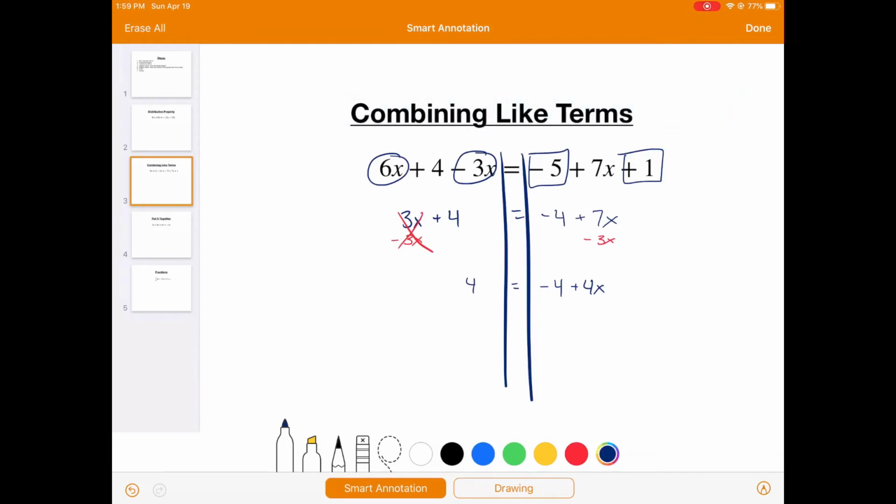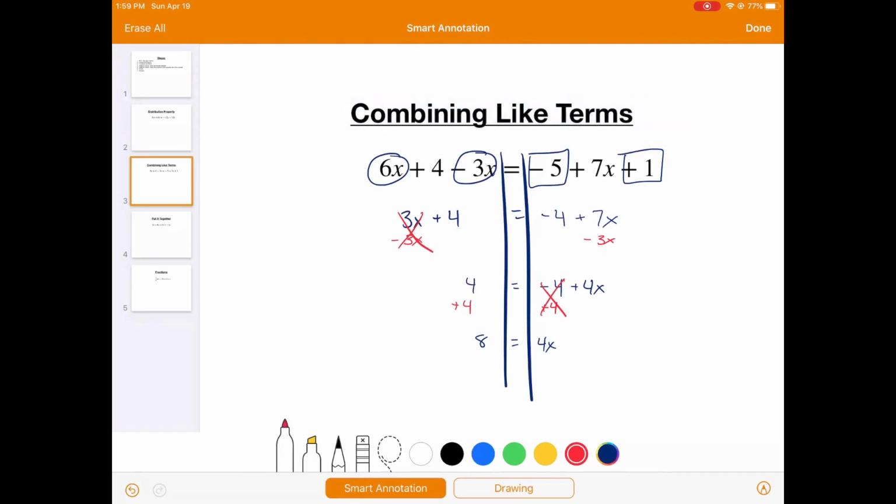I want to move my constant to the other. So I have -4 plus 4x. I don't want those things together. So I'm going to get rid of the -4 by adding 4, and it'll go away. If I do it to one side, I also have to do it on the other. And 8 is equal to 4x.